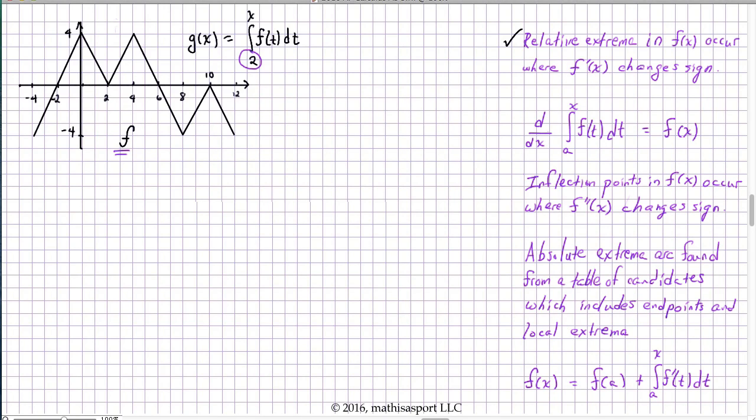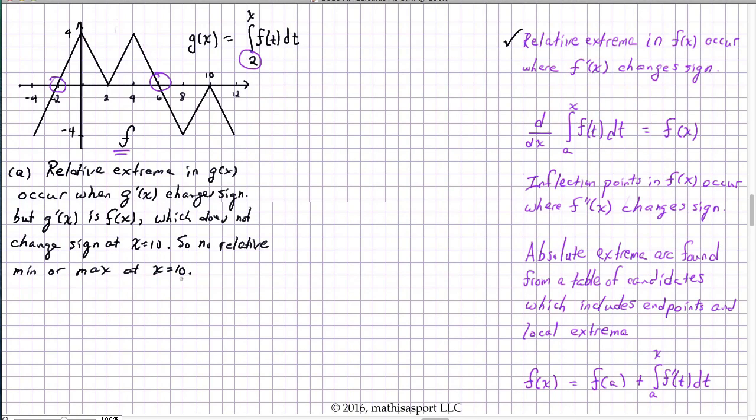change sign? And as we can see from the diagram, f of x changes sign here, and it changes sign here. Note that it's 0 here, and it's also 0 here, but it's not changing sign. And so students that are inclined to look for where a function is 0 are misled. You have to look for where the function changes sign. So with that, let's write out an answer for A. So again, there's no relative min or max at x equals 10.